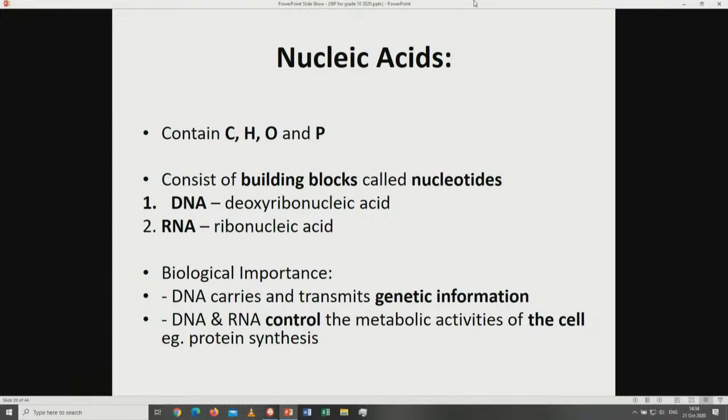Nucleic acids: we have two types of nucleic acids that we find in the nucleus of the cell. This is DNA, which carries hereditary information, the deoxyribonucleic acid. And then we also have RNA, the ribonucleic acid, which is very important in protein synthesis. These two types of nucleic acids are built from monomers that we call nucleotides. So nucleotides are the building blocks of DNA and RNA. The biological importance of nucleic acids is that DNA carries and transmits genetic information. DNA and RNA control metabolic activities of the cell, such as protein synthesis.